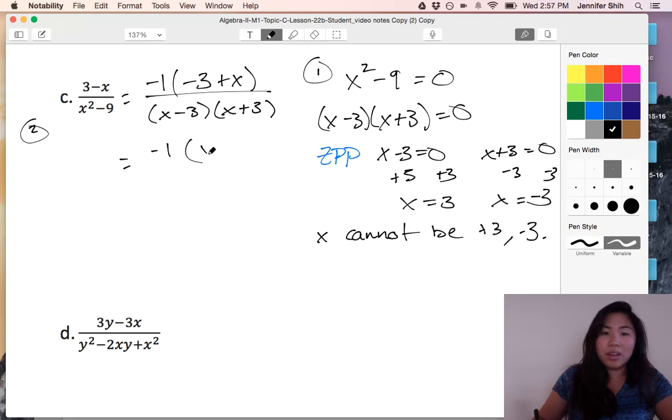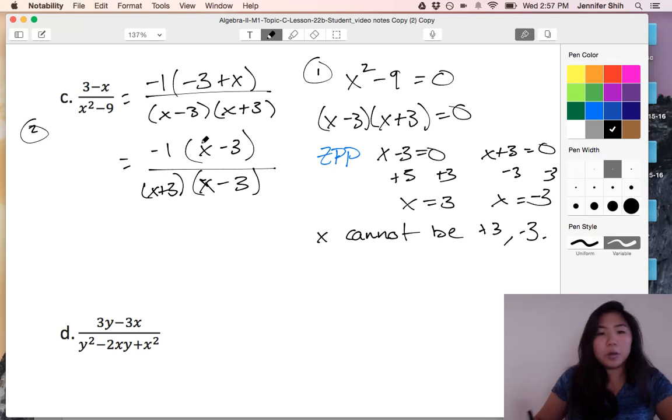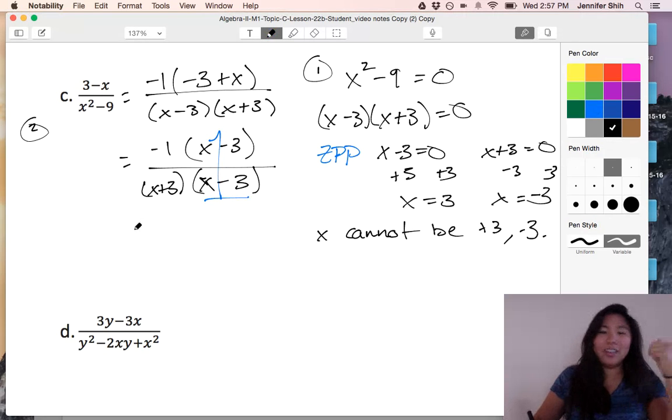So we have negative 1 times x minus 3, over, I'm going to put this x plus 3 over here, x plus 3 and x minus 3. Whenever I can, I'm going to rewrite my factors so that they line up together. So it's easier for me to write a big 1 right here so that I know that they have canceled out. So I'm left with negative 1 over x plus 3.